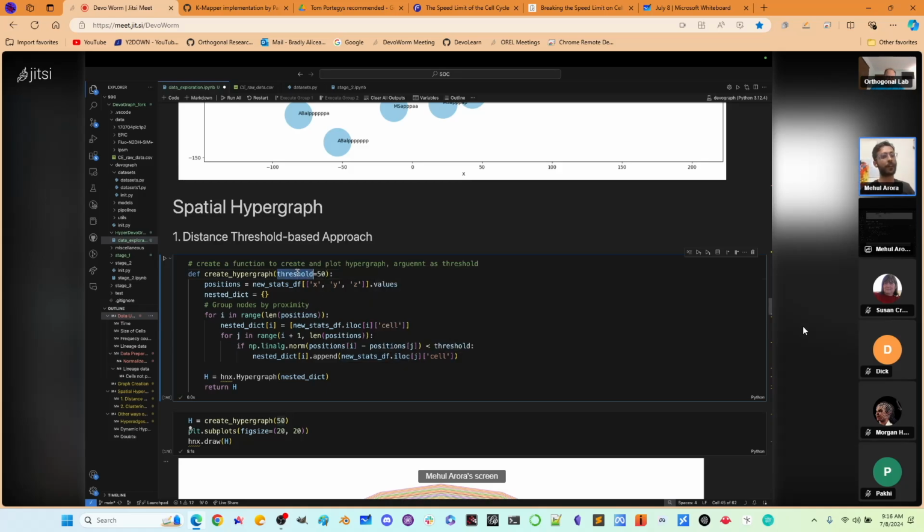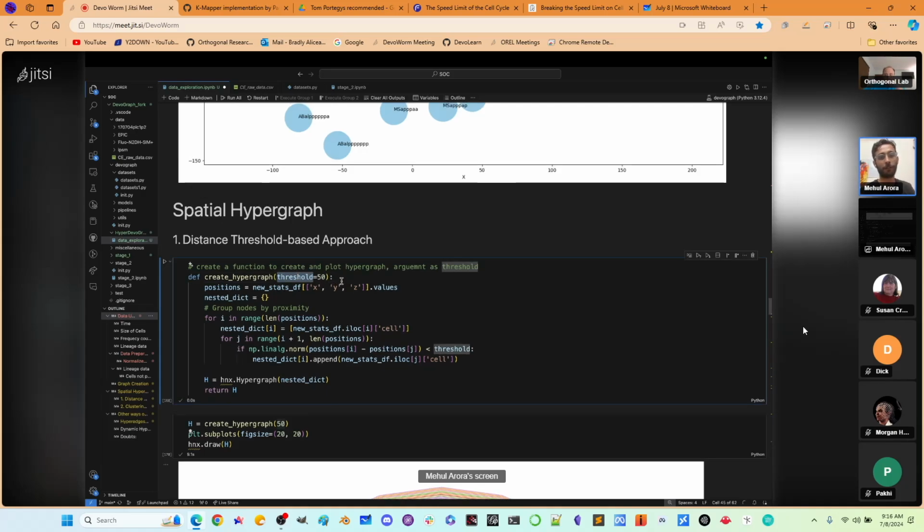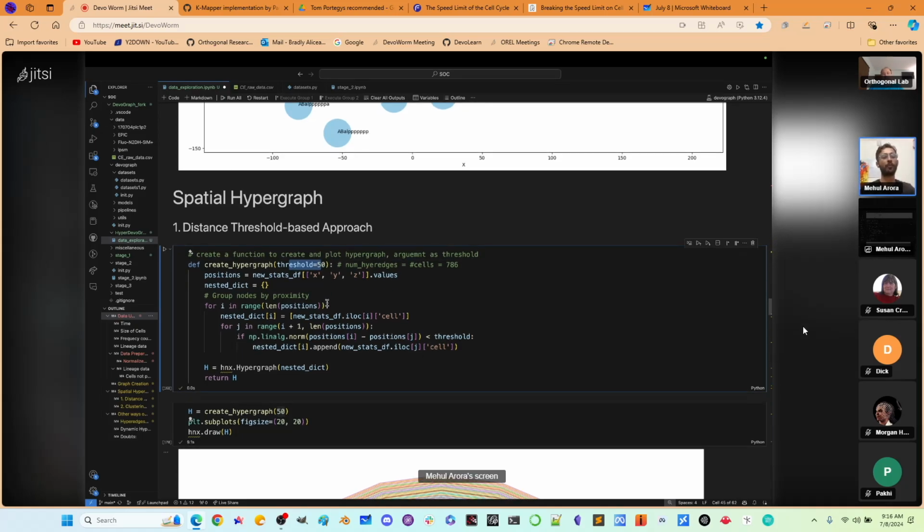Let's say the number of hyper edges will be the same as the number of cells, which is 786. So if the threshold is 50, then we will be creating 786 hyper edges, and each hyper edge has like 50 cells, which is a lot. I will show this is not a very good idea, and we will have to reduce it.